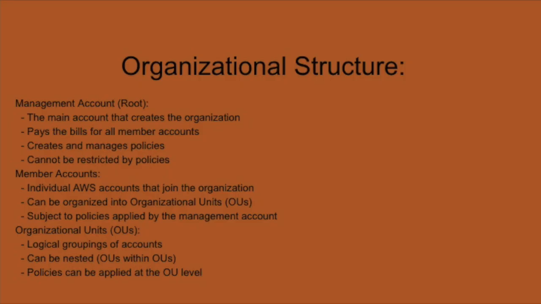So every organization has this structure. The management account, which is the main account that creates the organization. It pays the bill for all the member accounts, creates and manages policies, and cannot be restricted by policies. And then the member accounts are individual AWS accounts that join the organization, can be organized into organizational units, and are subject to policies applied by the management account. Organizational units are logical groupings of accounts. They can be nested, and policies can be applied at the OU level.